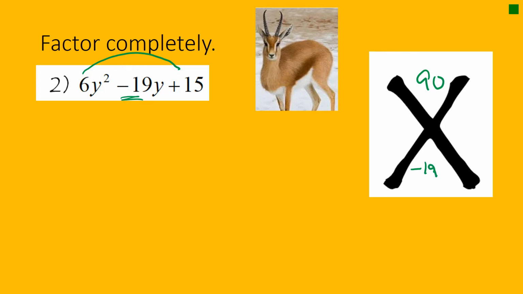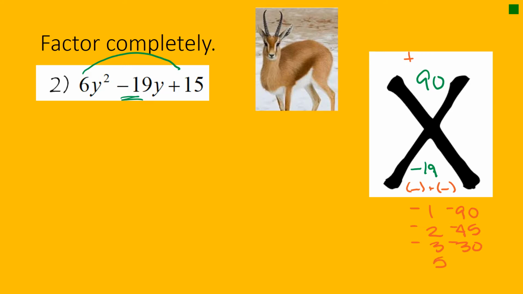So up here, this is positive, which means we're going to add. This is negative. That means we're going to add 2 negatives. So I've got 1 and 90, make them negative. That's not it. 2 and 45, make them negative. That's not it. 3 and 30, make them negative. That's not it. 4 doesn't work.